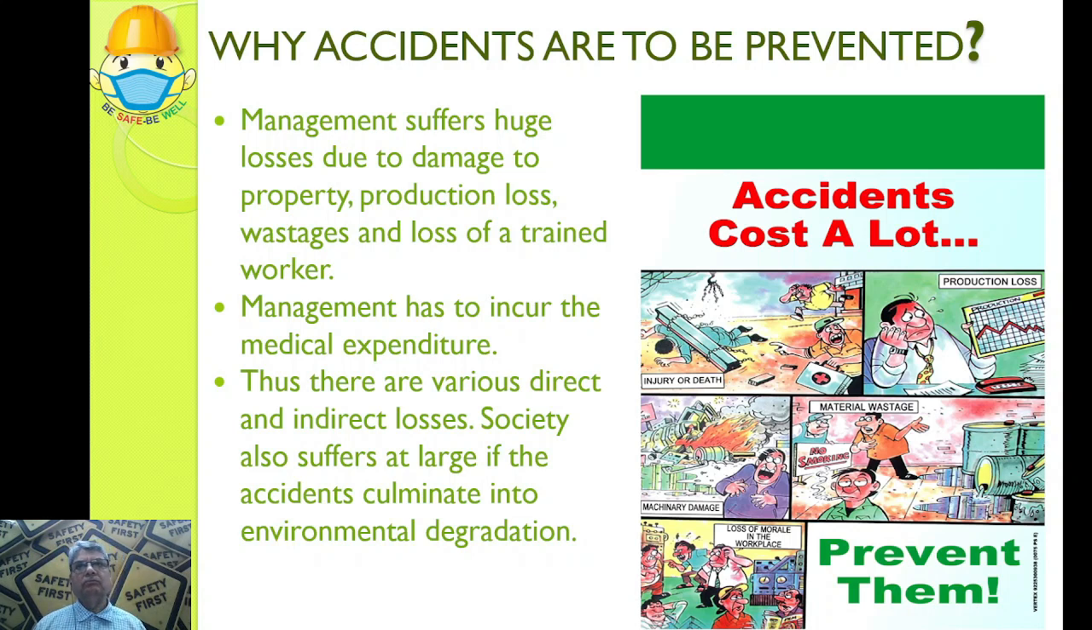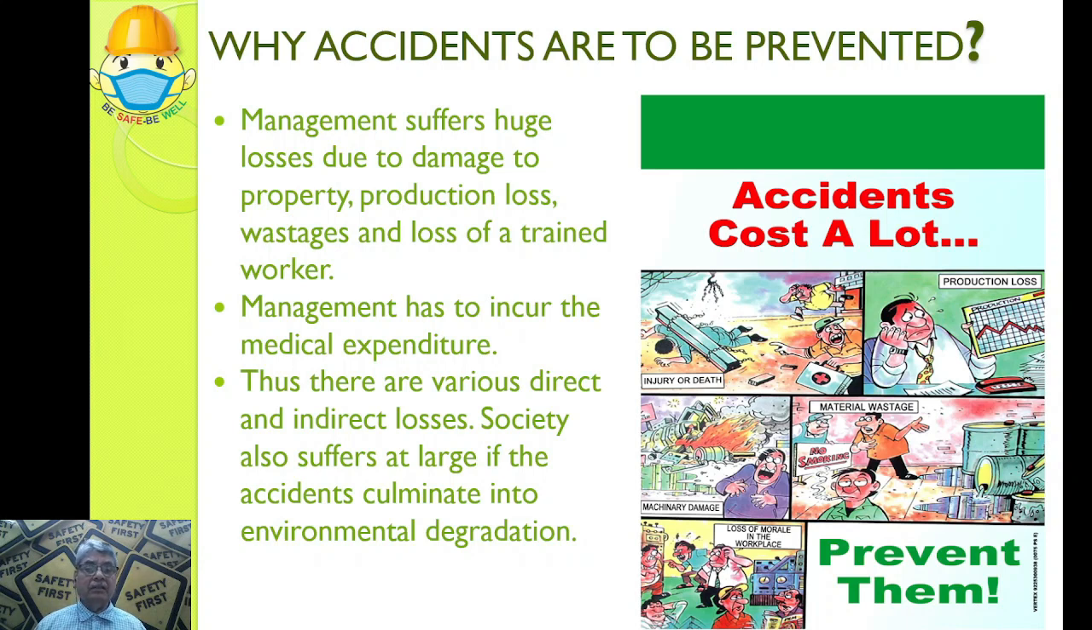Now, the victim suffers, his family suffers, but management also suffers. Management suffers huge losses because of the damage to the property. The building may collapse or some part of the building may collapse, or the machinery is to be repaired, heavy repairing is required, raw material is damaged, the new production which is produced is damaged. So there is a production loss because of the stoppage of the machines and the plant, there is a wastage, and sometimes there may be a loss of a trained worker.